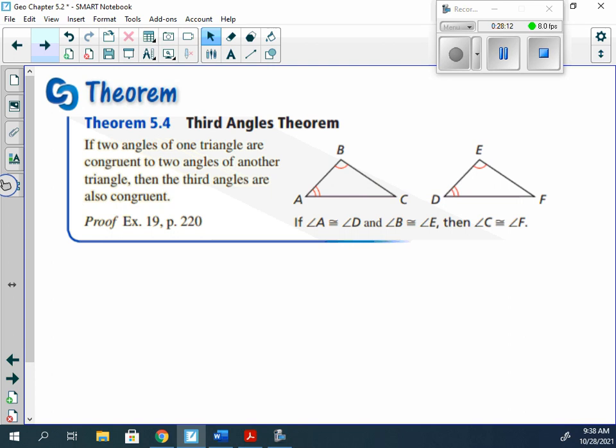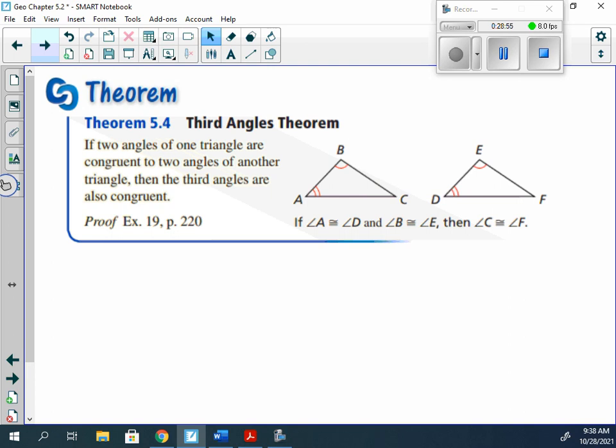Third angles theorem. If two angles of one triangle are congruent to two angles of another, then the third angles must be congruent. Because what do we know about the three angles in any triangle? They add up to 180 in any triangle. So if the measures of angles B and A are the same as E and D, and they have to add up to 180, then C and F have to be the same, yes? Okay, that kind of makes sense, doesn't it?